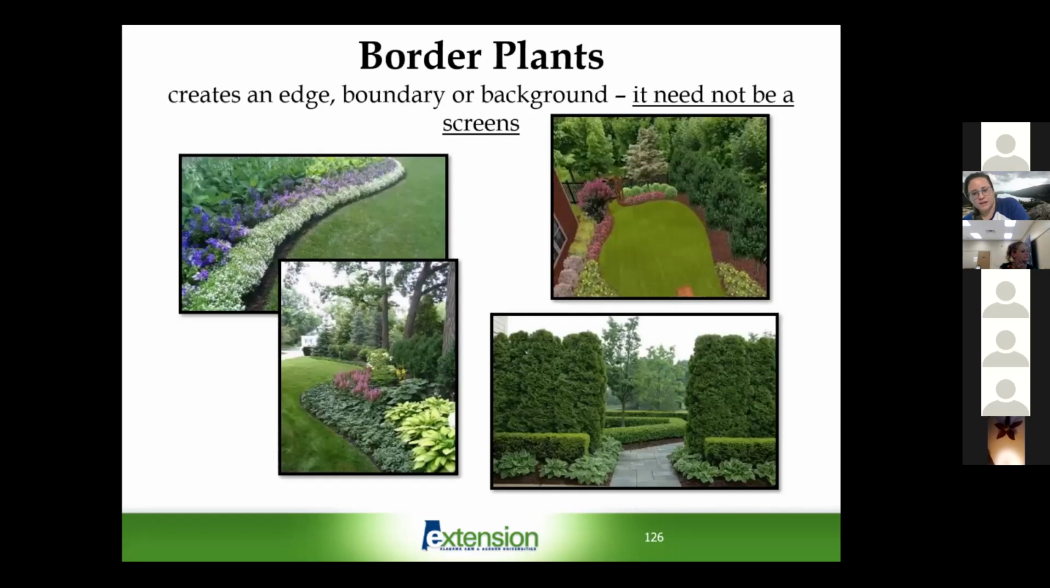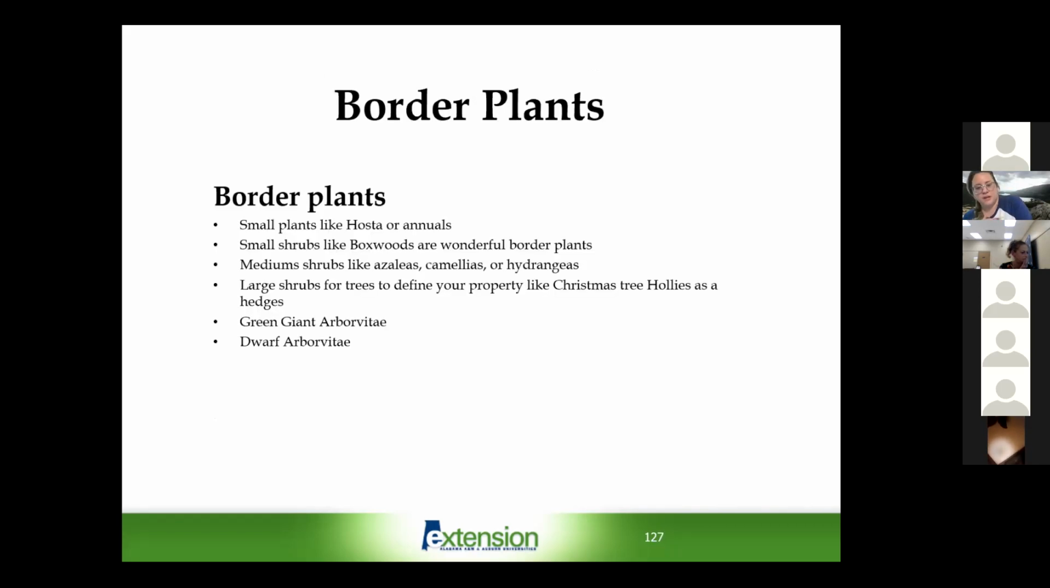Border plants, again, kind of self-explanatory. These are plants that are going to create a border or a boundary or an edge along a planting bed or unit. It doesn't need to be a screen. These can be nice short plants. A lot of times we see hostas. Probably one of the number one plants I see as border plants are daylilies. Maybe it's a small shrub. Maybe it's arborvitaes. We're just creating a border with these plants, whether it's tall or short.